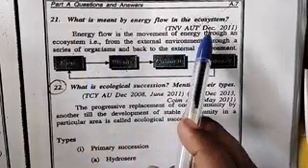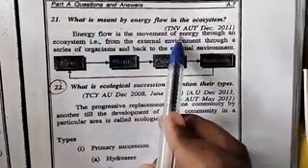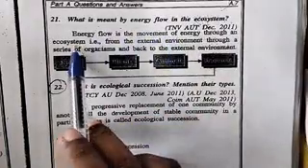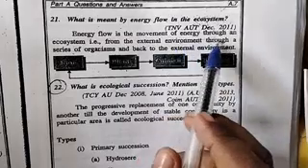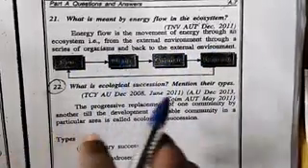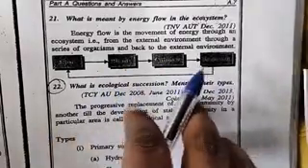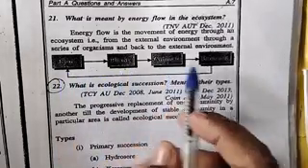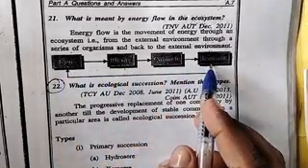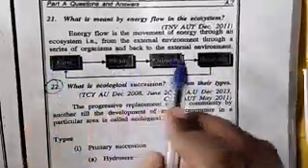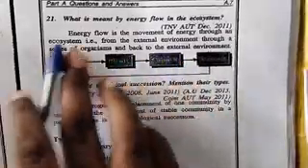What is meant by energy flow in the ecosystem? Energy flow is the movement of energy through an ecosystem. That is, it is the movement of energy in the ecosystem from the external environment through a series of organisms and back into the external environment. From sun, plant, animal and bacteria, and again from bacteria back to the sun. So this is the energy flow.